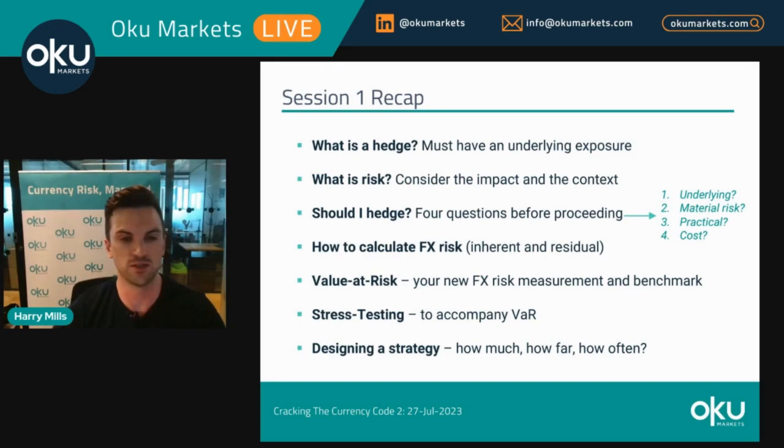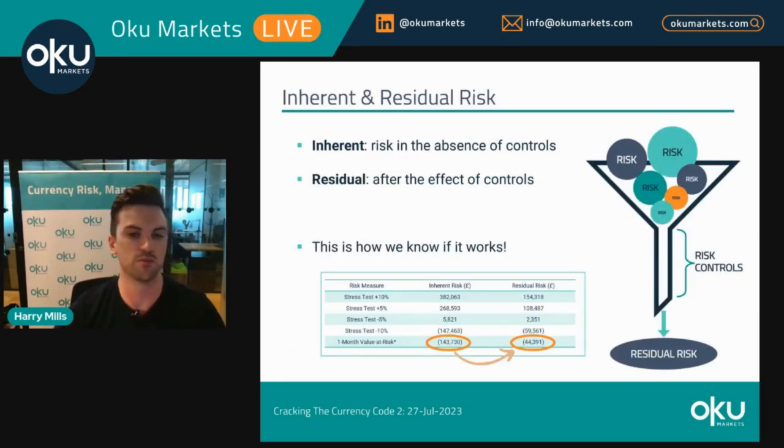So into today's session, first thing before we look at how to measure the effectiveness of your strategy is the idea of inherent and residual risk. So inherent risk, per the lovely graphic on the right-hand side of the page there, is the risk in the absence of control. So it's your currency risk before you do anything about it. And then residual risk is the effect after control.